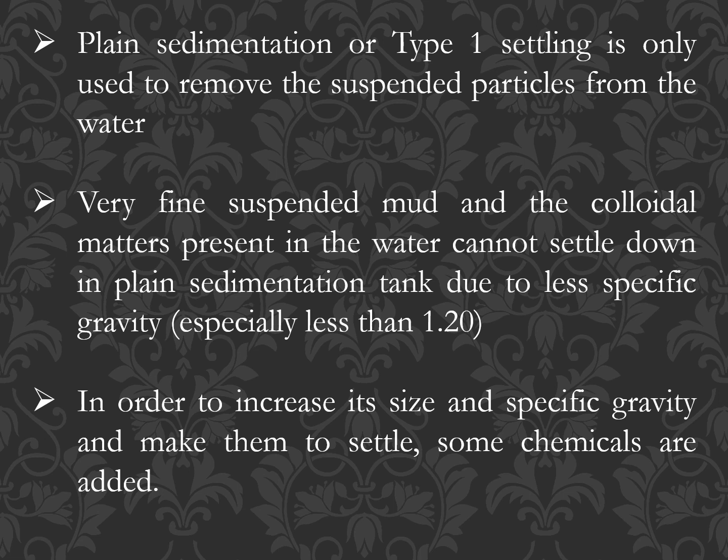In this type, apart from plain sedimentation, that is type 1 sedimentation, which is used to remove the suspended particles from the water without adding any chemicals. So how do we remove very fine suspended mud and colloidal matter? We have to increase the specific gravity of the colloidal particles by adding chemicals. In order to increase the size and specific gravity, we make them settle. So we are going to use some chemicals in that.